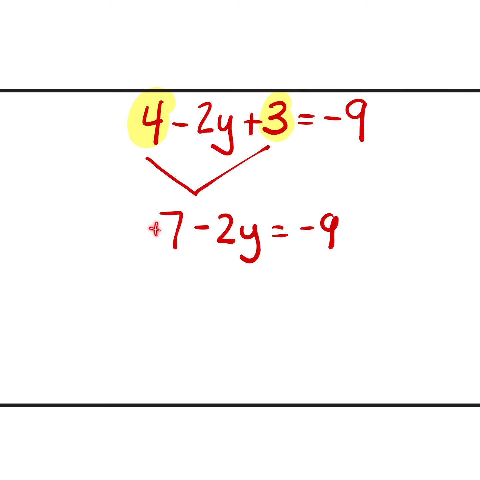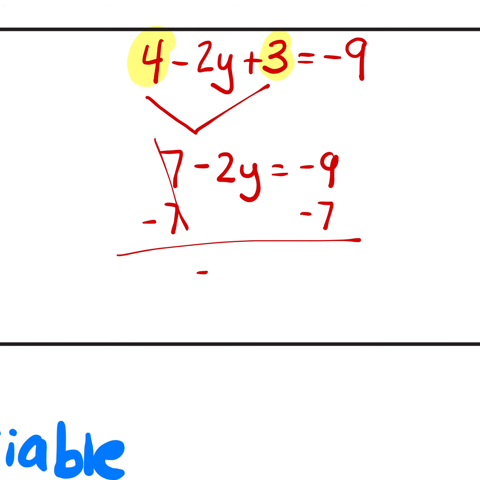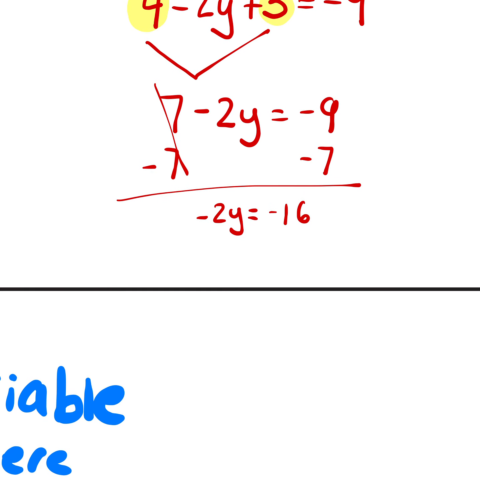So this is positive 7. What's the opposite of positive 7? Minus 7. Those would cancel out. I got negative 2y equals, now signs are the same over here, 7 and 9 is 16. Keep the negative. Okay. Now, how do I get y by itself?